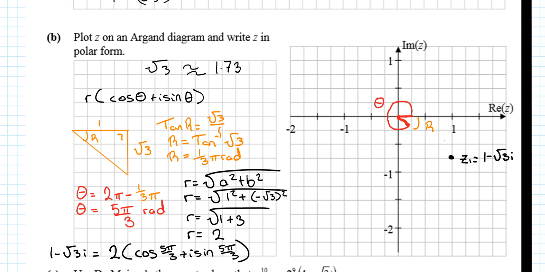Does that help me find theta? Yeah, as I said, we're just going to take it away from 2 pi. So it's 2 pi minus 1 over 3 pi to find our argument, the red angle. Okay, so that's this bit ticked off. We need to find this small r then. Okay, so how do I find that small r? I use the modulus formula.